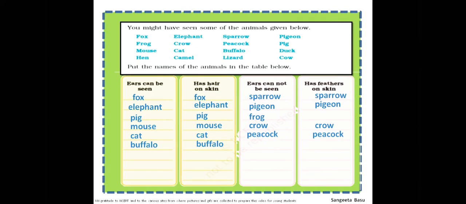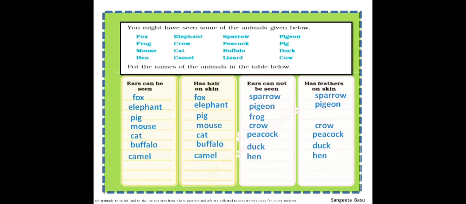Next is the duck. Oh no, the ears cannot be seen and it has got feathers also. Hen also is a bird. Ears cannot be seen and it has got feathers on the skin. Camel. We can see the ears and it has got hair on the skin. So we will write it here.